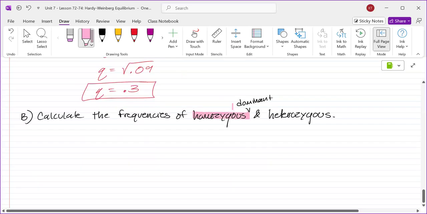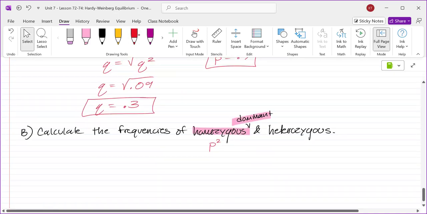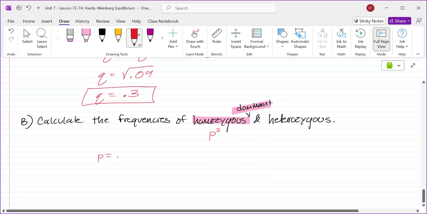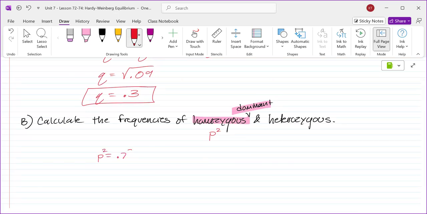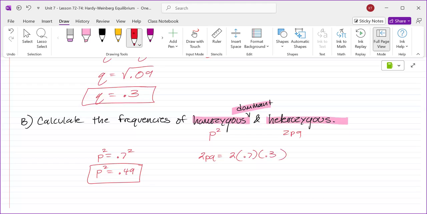So homozygous dominant is going to be p squared. You have p, so it should be pretty straightforward. p equals 0.7, or excuse me, p squared equals 0.7 squared. p squared equals 0.49. Heterozygous genotype is 2pq. Look at how I show my work. 2pq equals 2 times 0.7 times 0.3. 2pq equals 2 times 0.21. 2pq equals 0.42. Any questions on part B?